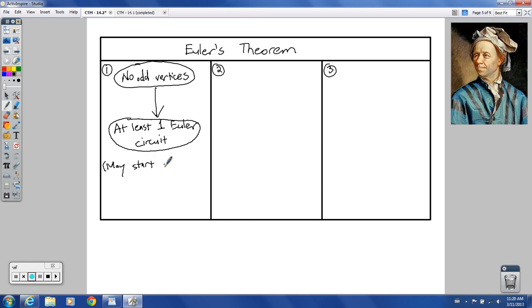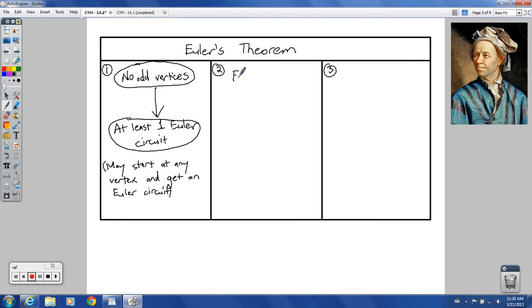This is a little extra information about the theorem. You can actually start at any vertex with this. You can start at any vertex and end up with an Euler circuit. It's pretty cool. It always works out. No matter where you start, you can get an Euler circuit.